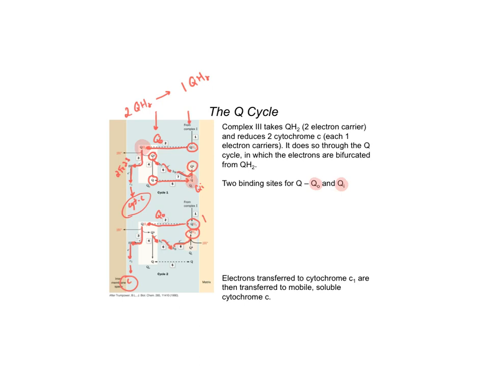A couple of things. Complex 3 is going to be capable of proton transfer. It's not going to occur in the exact same mechanism that complex 1 did. Complex 1 had electron transfer, which resulted in the translocation of protons via conformational changes. What's going to happen here is chemical.